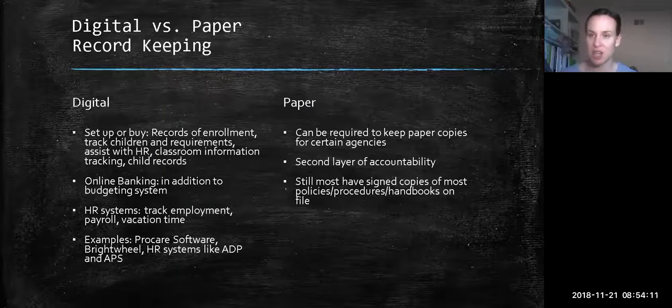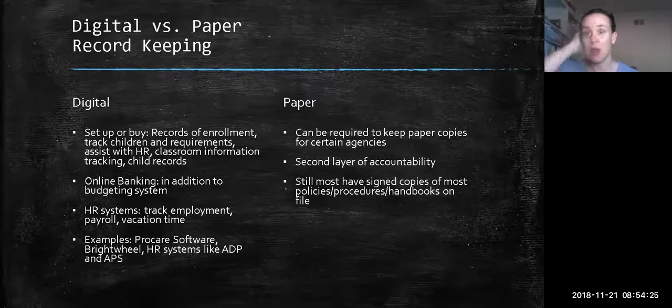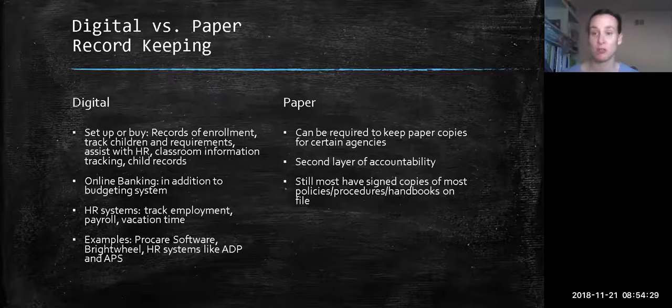An example is ProCare software. Also HR systems like ADP and APS, you're probably familiar with those. Those are the industry standards as far as HR systems, and they're great because it does payroll and vacation time, which is a legal requirement. So many of you probably have better ones or newer ones or great ones or exploring new things. So please let us know if you have any awesome suggestions.